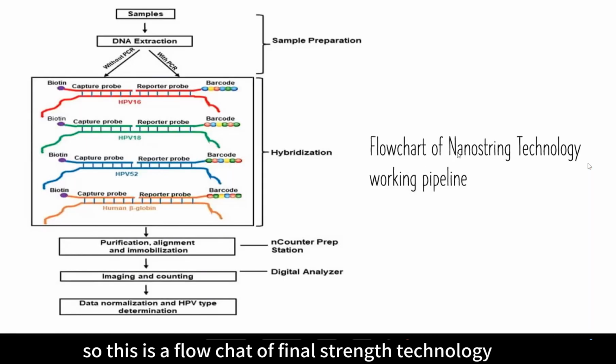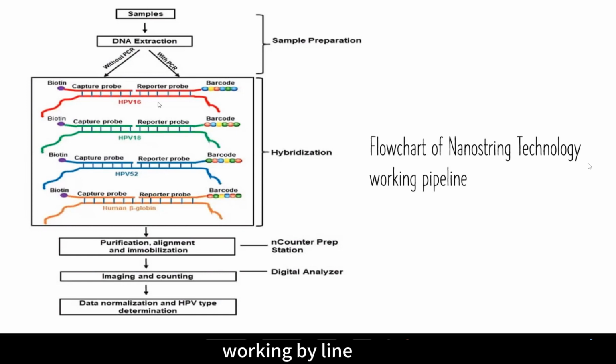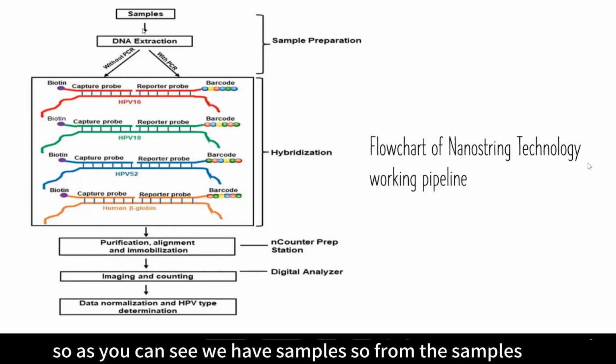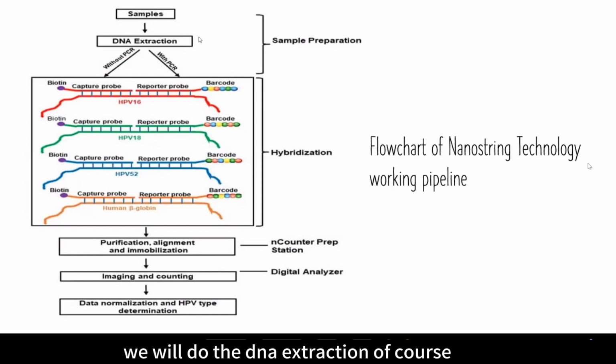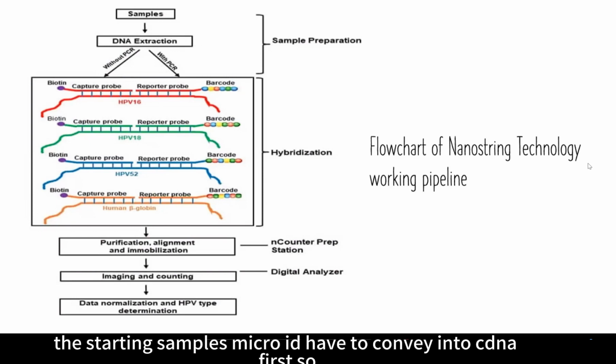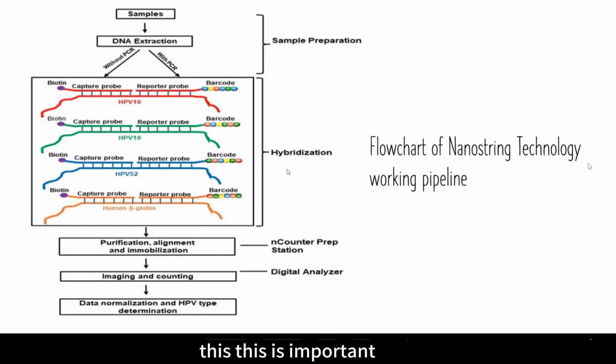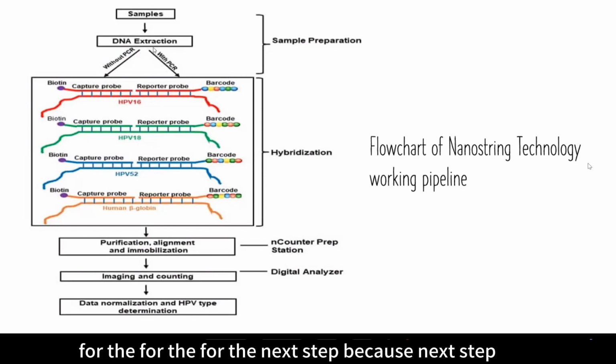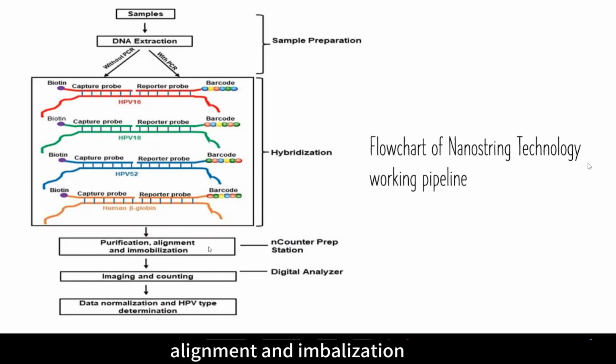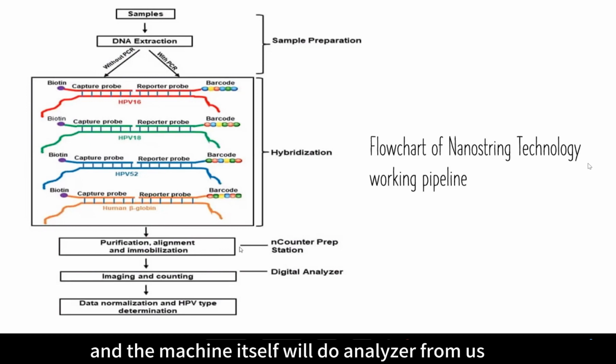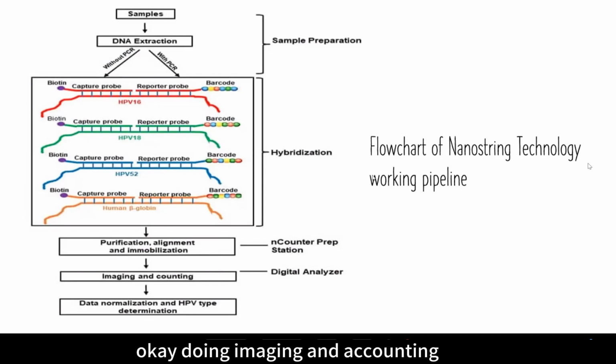Okay, so this is a flowchart of the NanoString technology working pipeline. As you can see, we have samples. From the samples, we will do the RNA extraction. In this case, the starting sample is microRNA. You have to convert it into cDNA first. After that, you will do a hybridization. This is important for the next step, because the next step is purification, alignment, and immobilization. And the machine itself will do the analysis, doing imaging and counting.